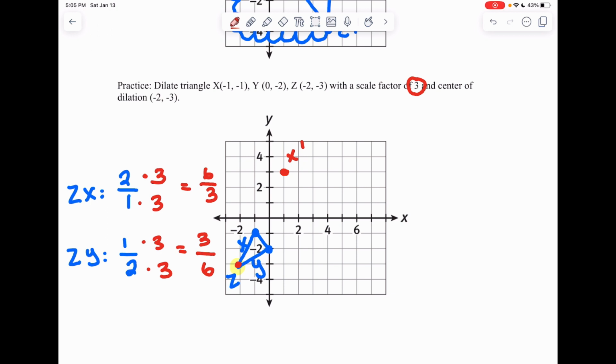And from z, I'm then going to go up 3. 1, 2, 3, and over 6. 1, 2, 3, 4, 5, 6. And this will be my dilated triangle.